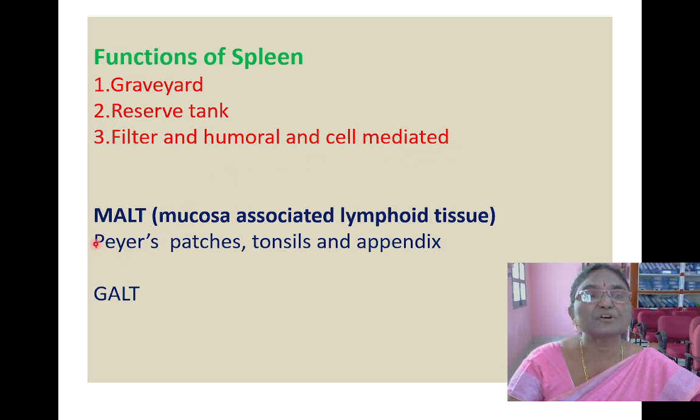Next we will learn about MALT. MALT means Mucosa-Associated Lymphoid Tissue. Here in MALT, a group of patches are dispersed all along the mucous layers which are present in the respiratory tract, alimentary tract and urinary tract. They are namely Peyer's patches, tonsils and appendix. Then another one, GALT. GALT means gut-associated lymphoid tissue.